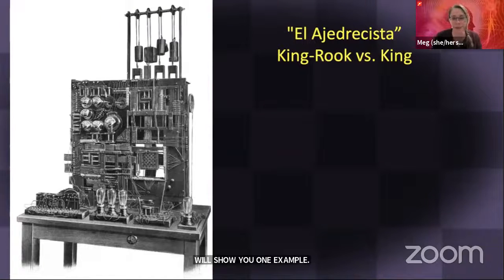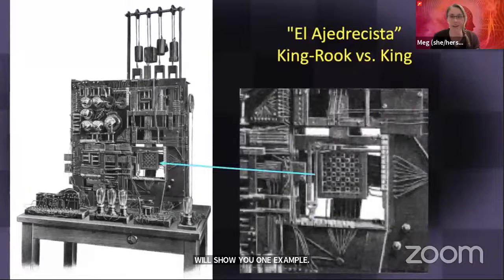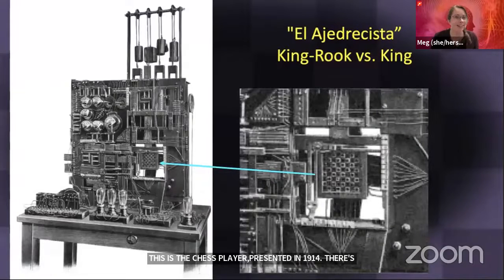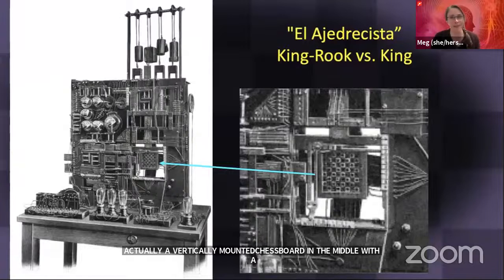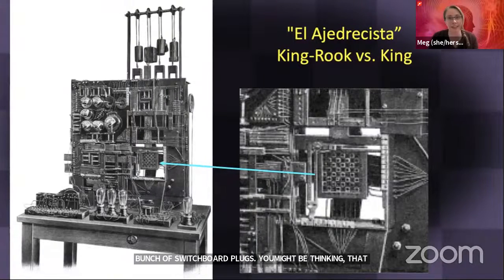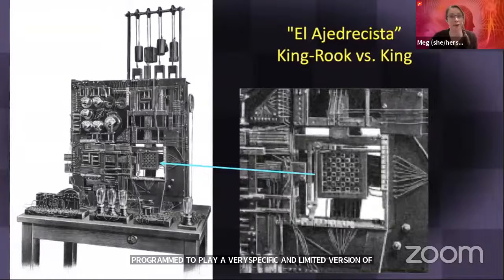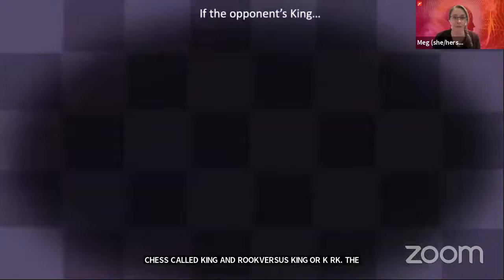And there's actually a vertically mounted chessboard right there in the middle with a bunch of switchboard plugs. And you might be thinking, that doesn't look like a computer that I'm used to, but it was programmed to play a very specific limited version of chess called King and Rook versus King, or KRK. The computer would have 2 chess pieces, a king and a rook, and the human opponent would have 1 chess piece, just a king. And here's how this computer could play that game.